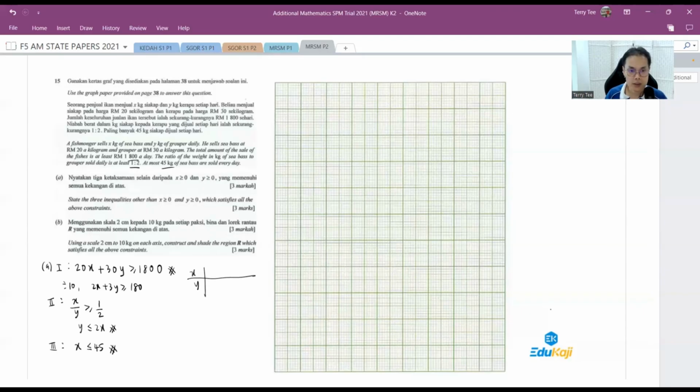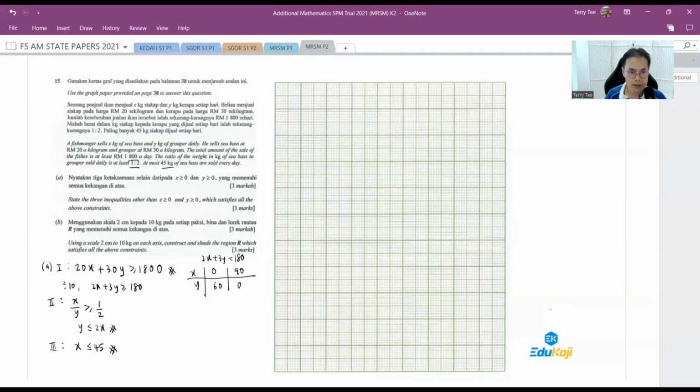So the first one is 2x plus 3y equals 180. Let's start off with x equals 0. If you replace x with 0, 180 divided by 3, y is 60. If I replace y with 0, 180 divided by 2, I got 90. We normally take these two because they represent the y-intercept and the x-intercept. But you can use any other point.